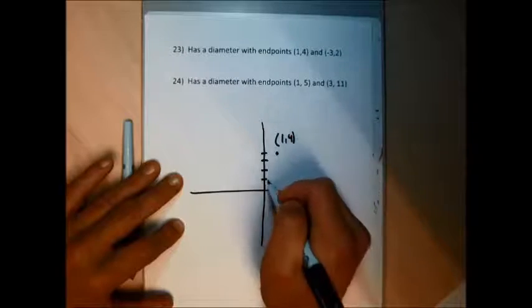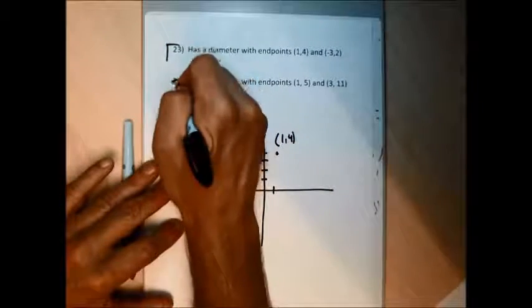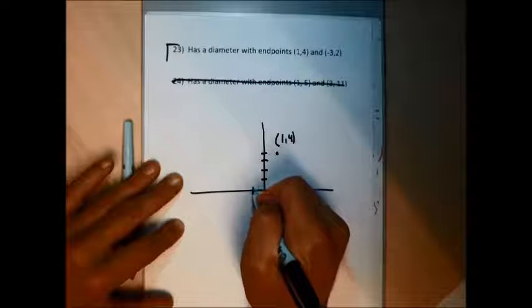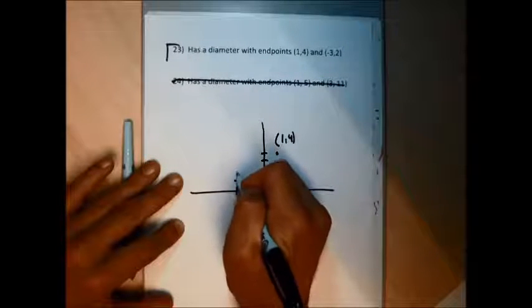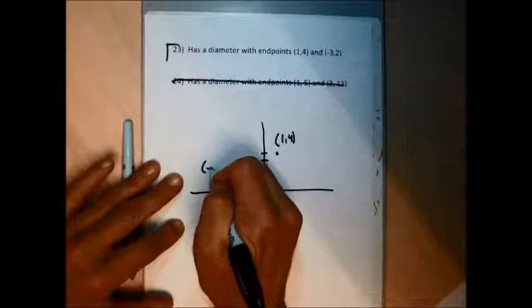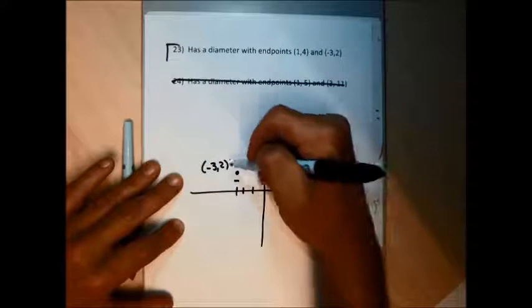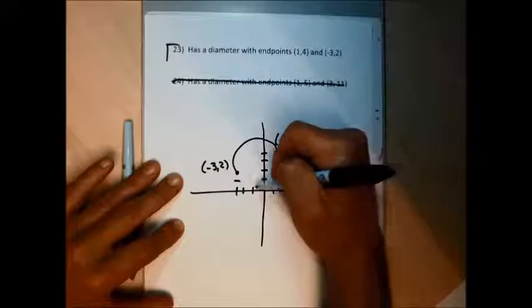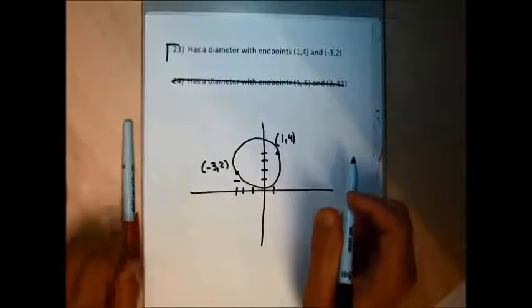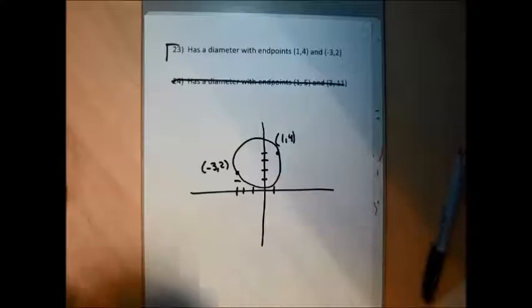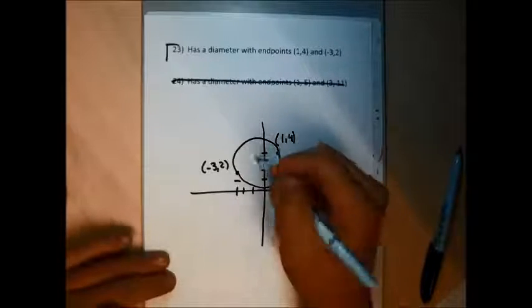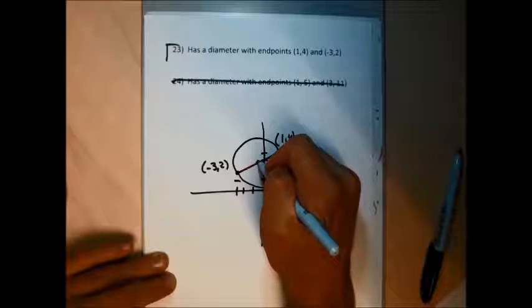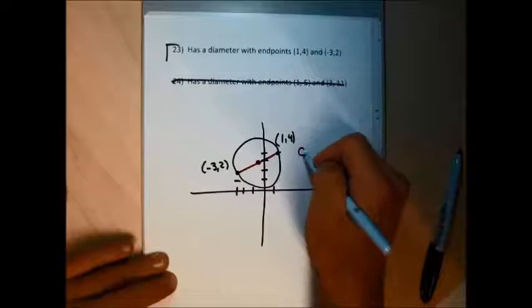And plot the point negative, so I'm doing problem 23 and not 24. And plot the point negative 3, 2. So this is a diameter of a circle. The circle's going to go through those 2 points. I don't know that's a stellar drawing, but it's good enough. What I'm going to need to do is find the center. And the center of any circle is the midpoint of the diameter.